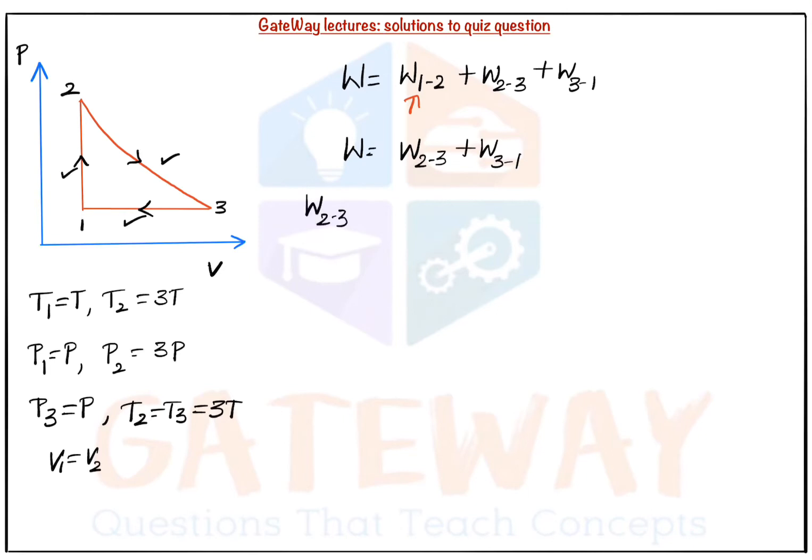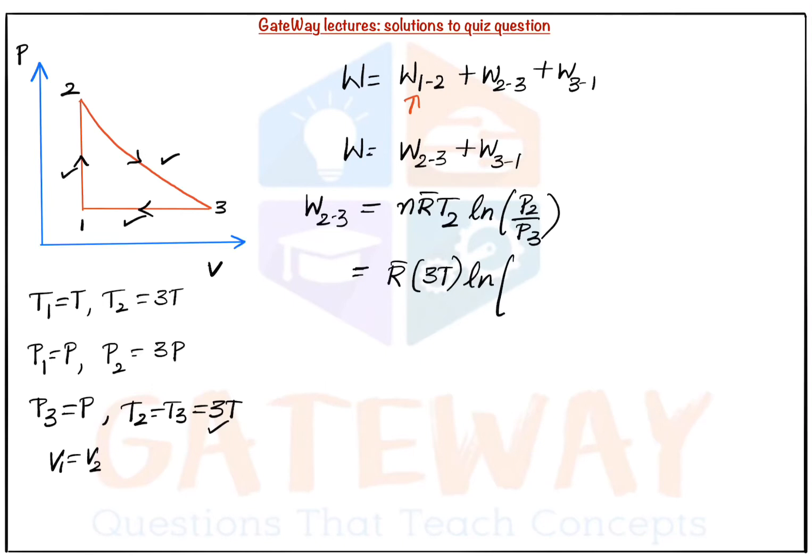First we will calculate W2 to 3. W2 to 3 is an isothermal process. For an isothermal process, this can be given as N R bar T2 ln P2 upon P3. Here N is nothing but 1, per mole. Then R bar into T2, which is nothing but 3 times the initial temperature T, into ln. P2 is nothing but 3P and P3 is nothing but P. So it is ln 3. So we can write it as 3 R bar T ln 3. This is W2 to 3.